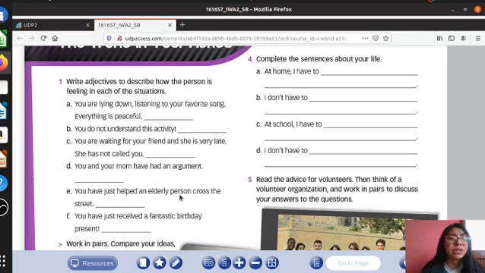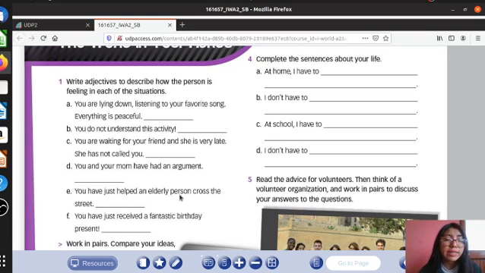Pay attention. You are lying in a bed, listening to your favorite song. Everything is peaceful, okay? So what is the feeling? That's right. In this case, we can use some adjectives, okay? For example, I think that we can use relaxed. Okay, another? That's right, calm, okay? That situation makes me feel calm, okay?